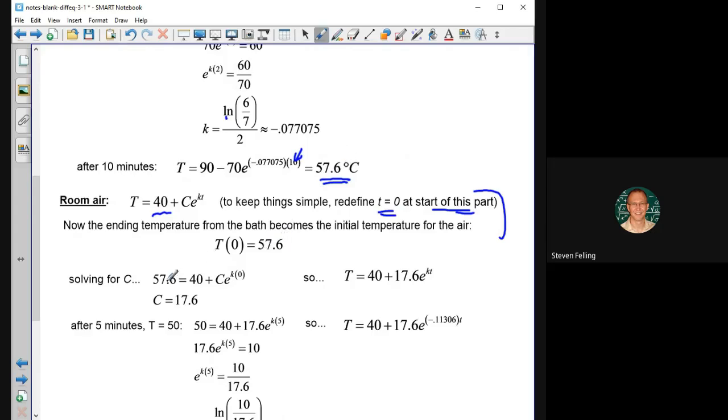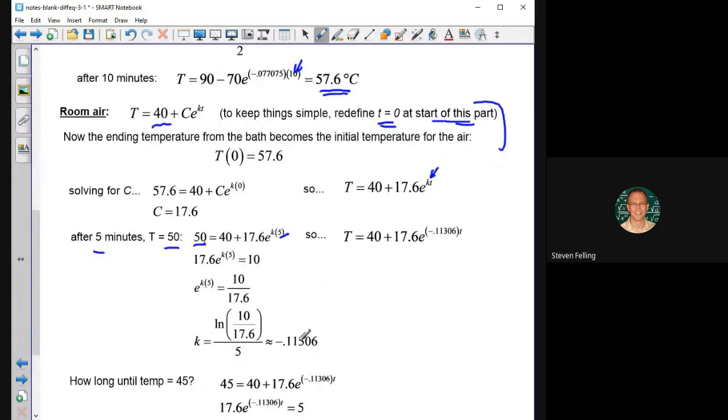So that becomes the initial temperature. If I plug that in here and 0 for the time, I can solve for the C constant and get 17.6. So now we know that the temperature is 40 plus 17.6 e to the kt, but I have this unknown constant here, the proportionality constant. So we have to have another data point, and we do. It's told in the problem that after 5 minutes, the temperature is now 50. So when we plug 50 in and 5 for the time, we can solve for that k. And that k ends up being negative 0.11306. So finally, I have this model for my solution for the room air portion.